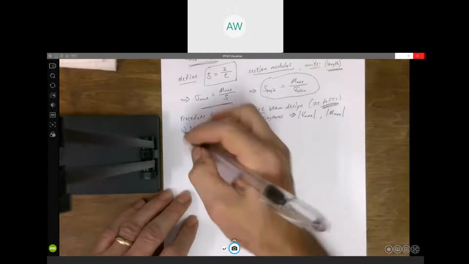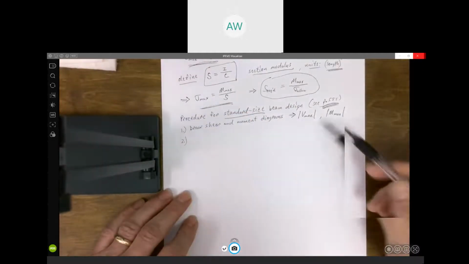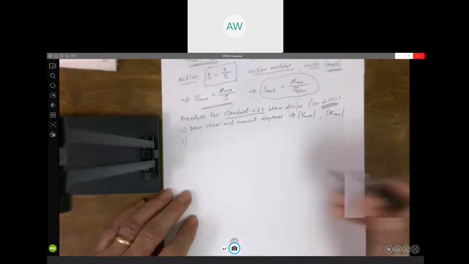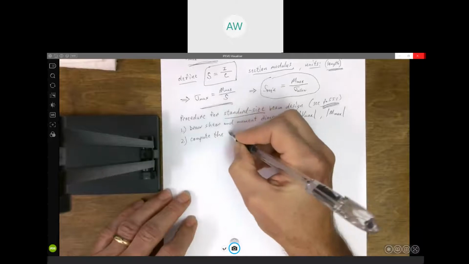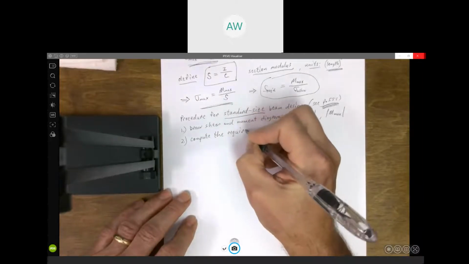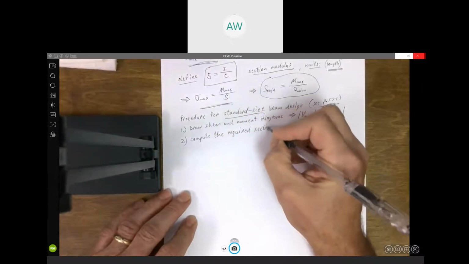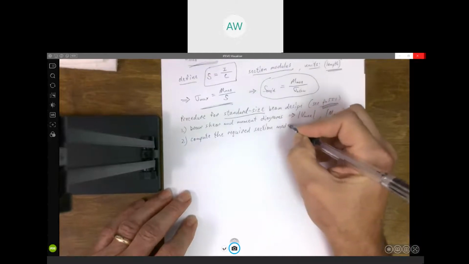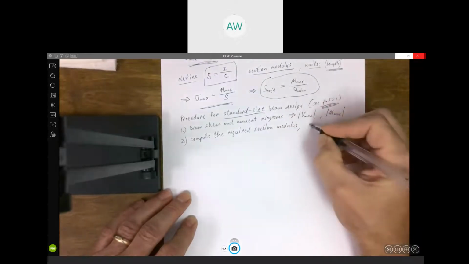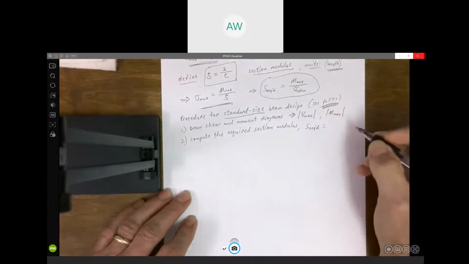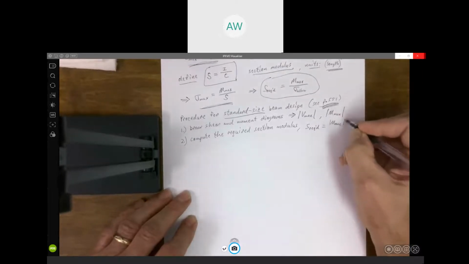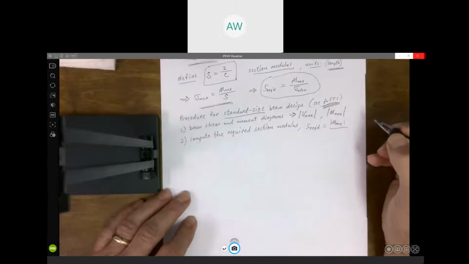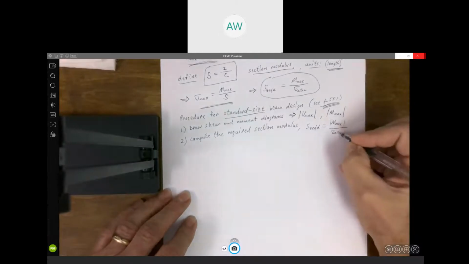So once we get our maximum shear force and our maximum bending moment, that's where we're going to compute the required section modulus. We get our required section modulus by taking whatever that maximum bending moment is, again just looking at magnitudes here, and dividing by our allowable bending stress.